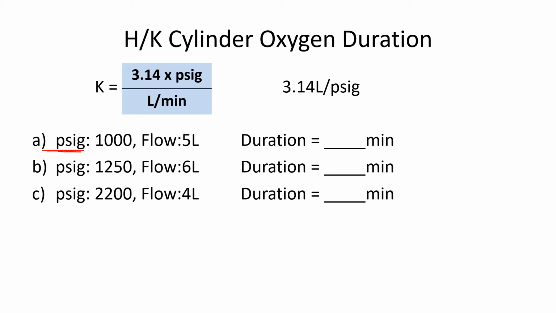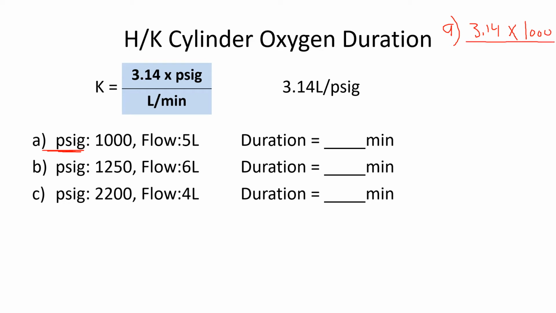Right? So the gauge is reading 1,000 pounds per square inch. Some of these numbers are made up as well. Right? So we're going to assume that we can use every last drop inside these cylinders for this course. So all you have to do is plug and chug. So let's take a look at A. Do 3.14 times the gauge reading, and you just divide it by the flow rate.